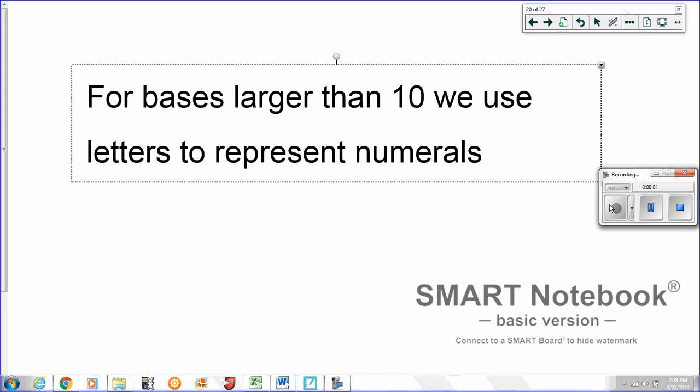In this section of the chapter, the bases are larger than 10. When the bases are larger than 10, they use letters to represent the numerals. The only base we're going to look at is base 16 because that's the one that's most widely used.